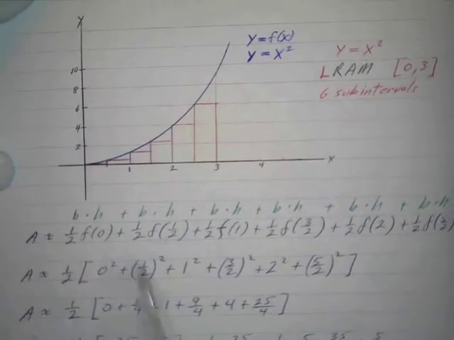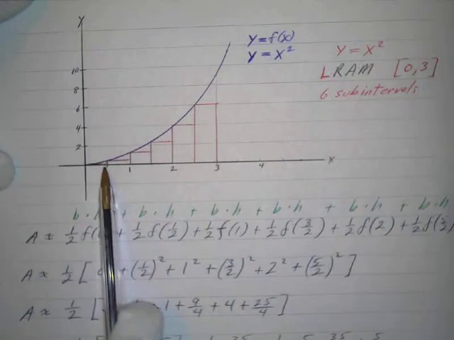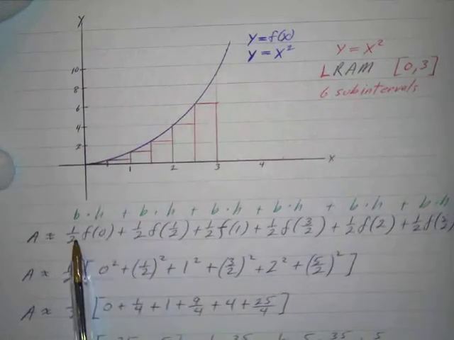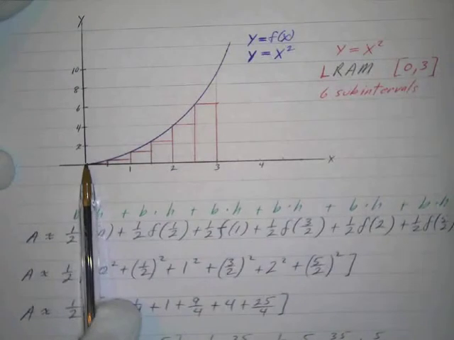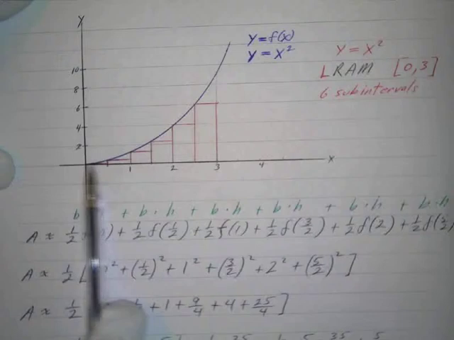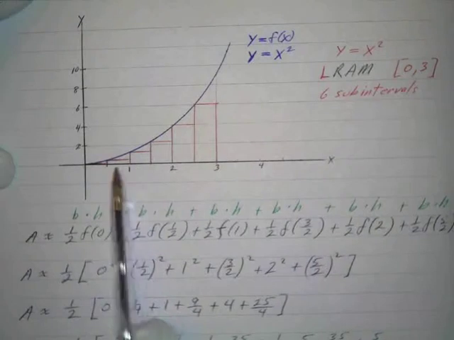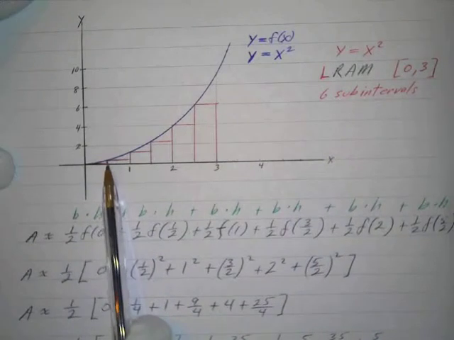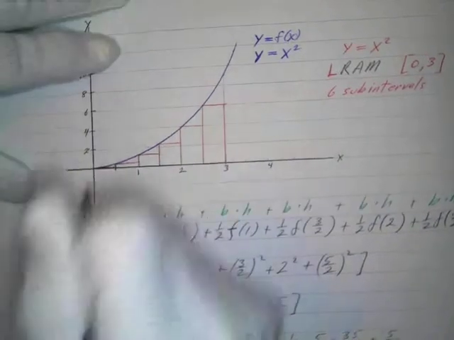For this first rectangle from 0 to 1/2, the base is 1/2, and I'm going to use the left endpoint for the altitude, which would be f of 0. So actually it has no altitude, it is 0. Then for this next rectangle, my left endpoint will be 1/2, so I'm going to use that. Let me put these.